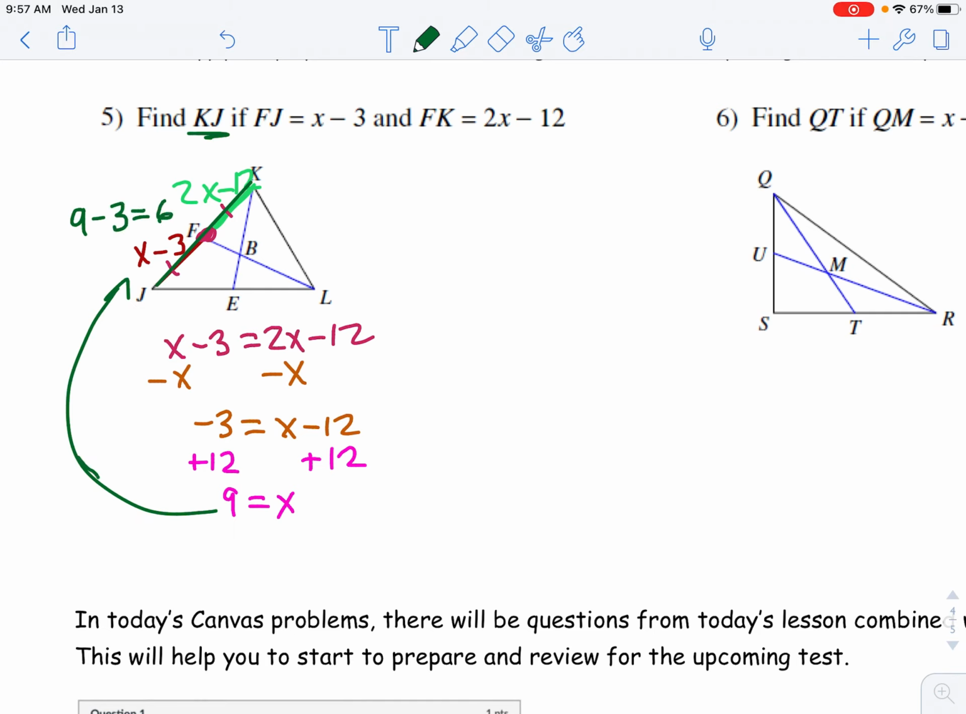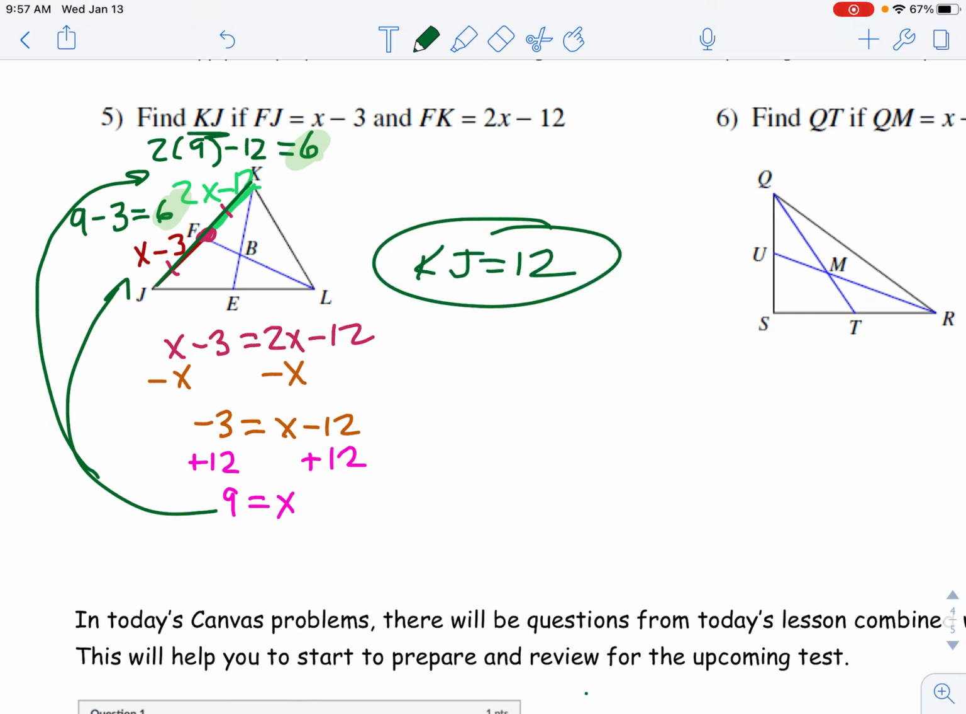So I got 6 for that one. Then I plug it in over here. I get 2 times 9 minus 12, which gives me 6. So since both parts are 6, that means KJ is 12. And that's the answer. All right, set them equal to each other, solve for x, plug it back in, add them together, 12. All right.